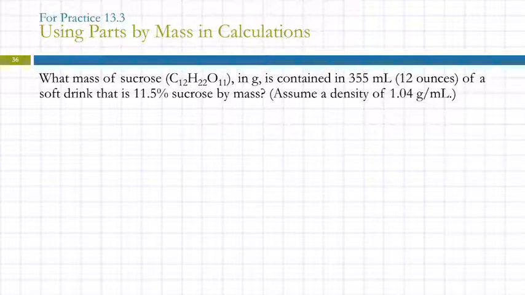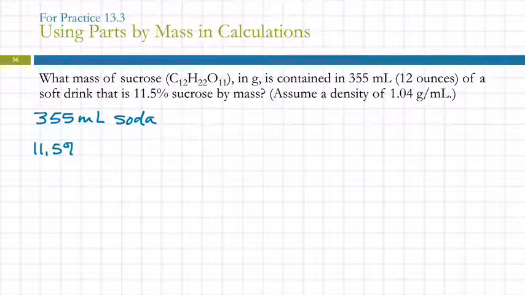So we need to identify what we've got and what we're trying to find. Let's write down what we're given here. We're given 355 milliliters of soda. Soda is shorter than soft drink. The 12 ounces is just kind of for interest. That's a 12-ounce can. We don't need the 12 ounces. Then 11.5% sucrose, and it says by mass.